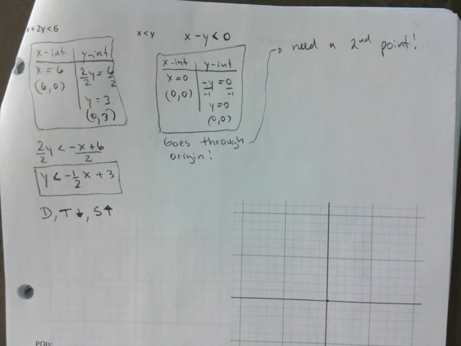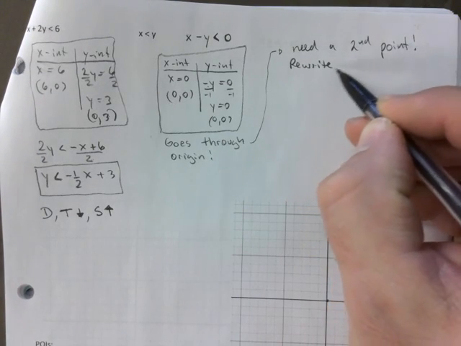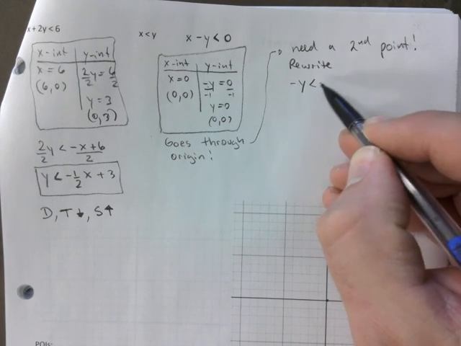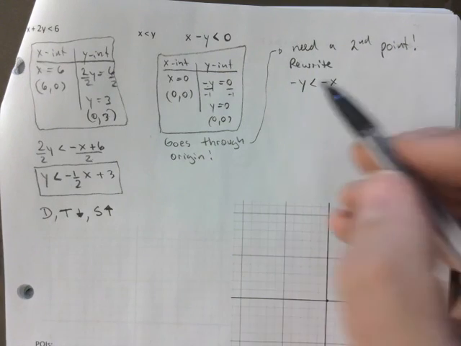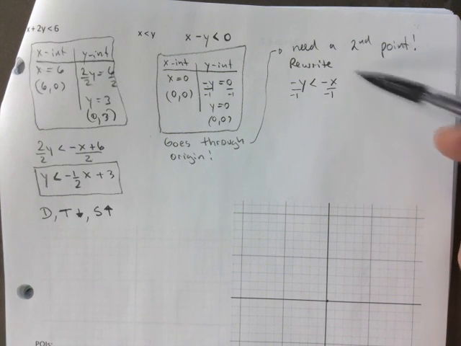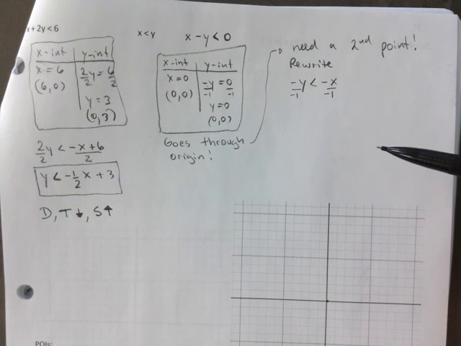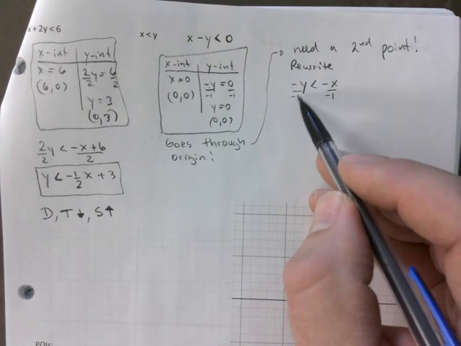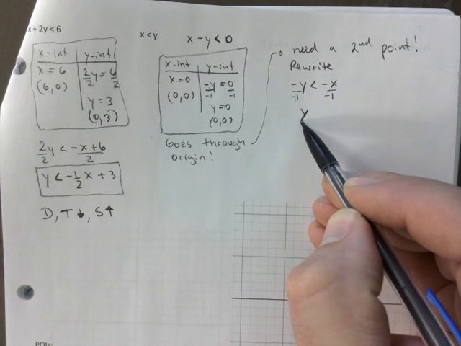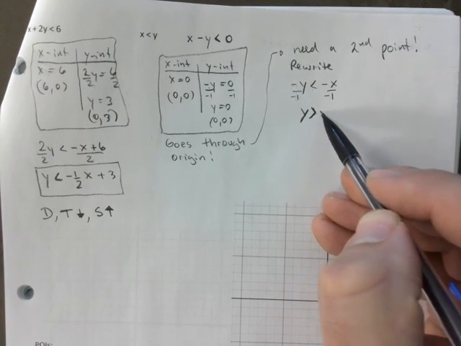So watch what I do here. I will rewrite it. So it's negative y is less than negative x. You divide both sides by negative 1. So I think you're so used to having a bunch of stuff going on that this may seem almost counterintuitive, but you do the same thing as before, right? Divide both sides by negative 1. So it's really y. What happens to the inequality? You flip it. y is greater than x.